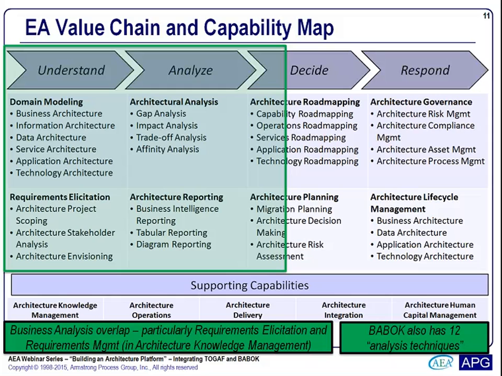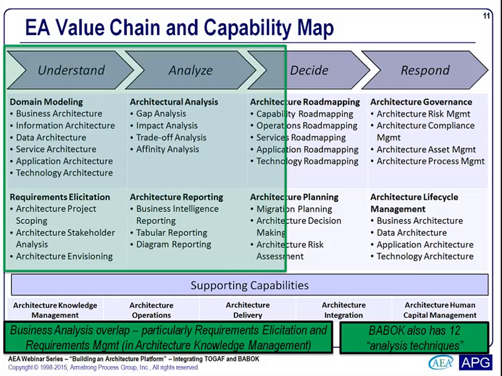And if we frame what business analysts are trying to do and how that fits into this value chain, there's certainly a lot of overlap in the first two steps of the value chain, understand and analyze, particularly the requirements elicitation and requirements management activities that are in the knowledge management part of the supporting capabilities.